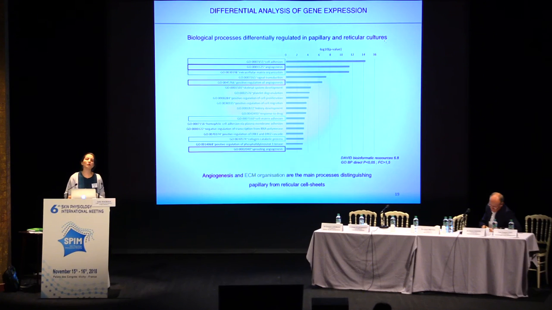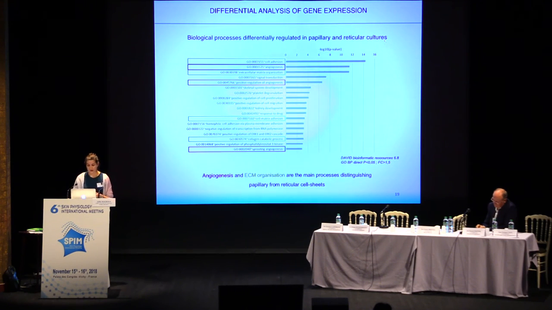Then we wanted to take a look at what biological processes could distinguish these two cell sheets. And to do so, I performed a bioinformatic analysis, and I entered all the differentially regulated genes in the DAVID bioinformatic resource. And then I extracted all the GO terms that were mainly enriched in this culture condition.